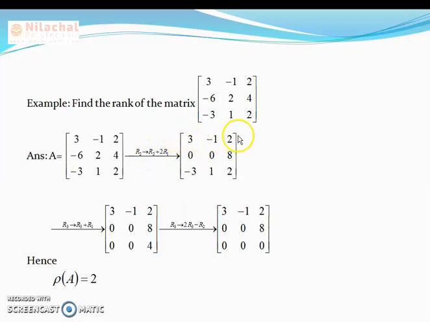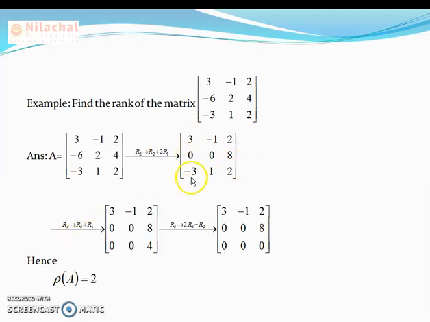So in R1, here I am writing 3, minus 1, 2, and in R2, minus 6 plus 6, that means 0. Then 2 minus 2, we are multiplying 2 in R1, so 2 minus 2, that is also 0. 4 plus 2 into 2, that is 4, so 4 plus 4 is 8. Clear to all of you? So this is one element you are converting to 0.